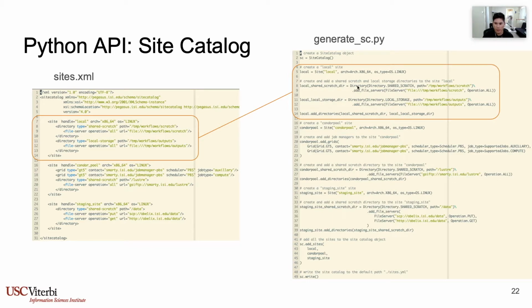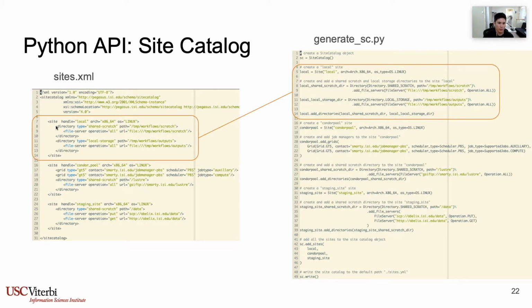So we then create these directory objects, and the usage is very similar to what we have in the XML. Here this directory type is shared scratch. The path to it is going to be this path right here. Then we add a file server to it, which specifies the type of file operations that can be done there and the file protocol that will be used. And we do that again for a local storage directory. And once we've created those two directory objects, we then add them to the local site.